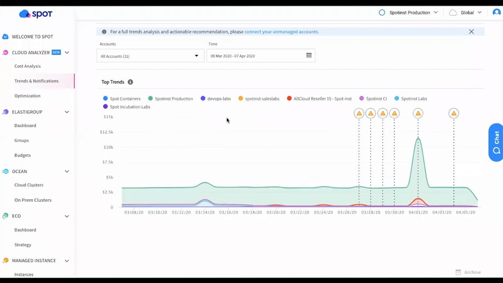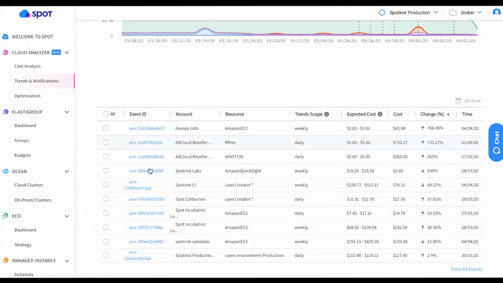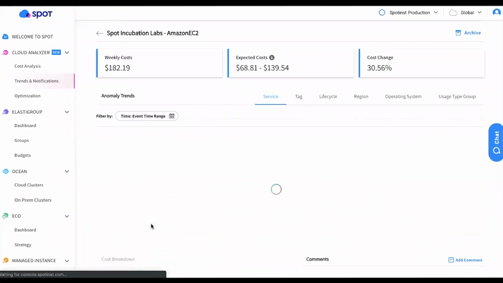So coming right back into the dashboard, you can see all of the various accounts and tags, what they're spending. And here you have the shout outs. Whenever there's something irregular, you can see over here, Spot Incubation Labs increased by 30%, another $4 compared to what it spent yesterday on Amazon EC2. So if I want to drill down to any one of these events, I can find them in this table. Again, it's just showing you the top ones.